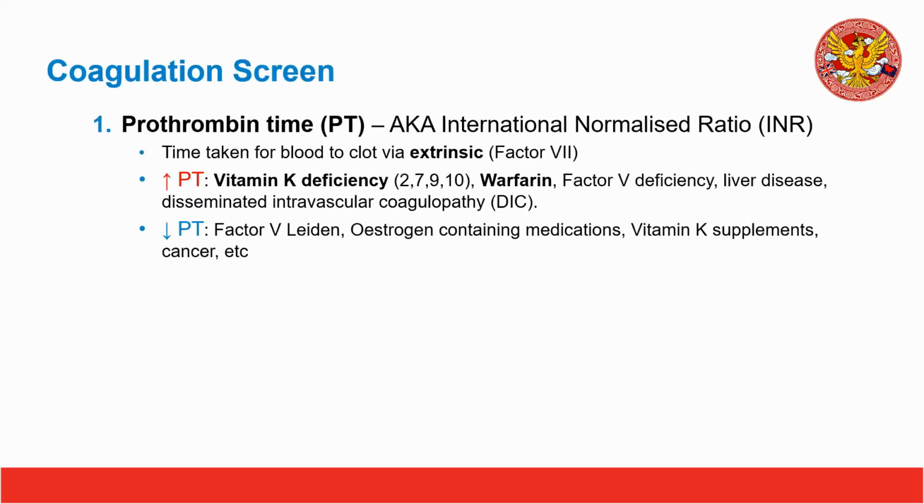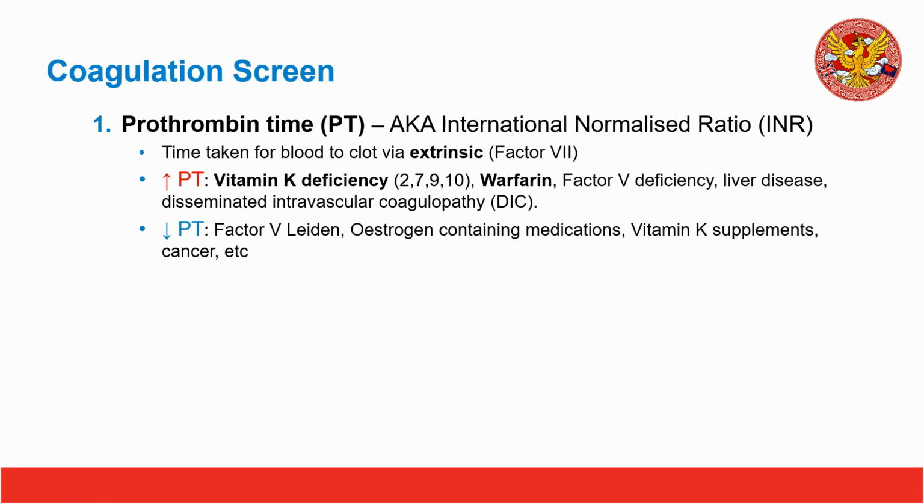In terms of your coagulation screen, you're looking at four main areas, so four main times, or four main specific markers. So your prothrombin time, also known as your international normalized ratio, is the time taken for your blood to clot via the extrinsic pathway. So if you remember your coagulation pathway and your clotting factors that are involved, you have your intrinsic, you have your extrinsic pathway, and you have your common pathway. So I'm not really going to go into too much depth, but essentially your prothrombin time measures how long it takes for your blood to clot via the extrinsic pathway.